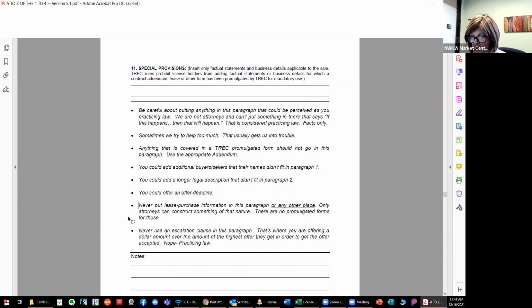Never use an escalation clause in this paragraph. Escalation clauses are not to be used unless they're created by an attorney for that client. That's where you are offering a dollar amount over the highest dollar amount offered. So you're saying, I'll pay $5,000 over the best offer that you get. Just make your highest and best offer and move on if you don't get it. Put down what you're willing to pay for it if you want it, not play those games.